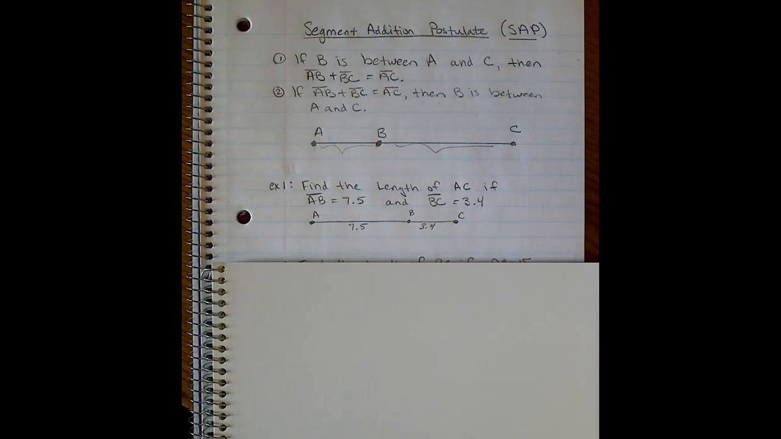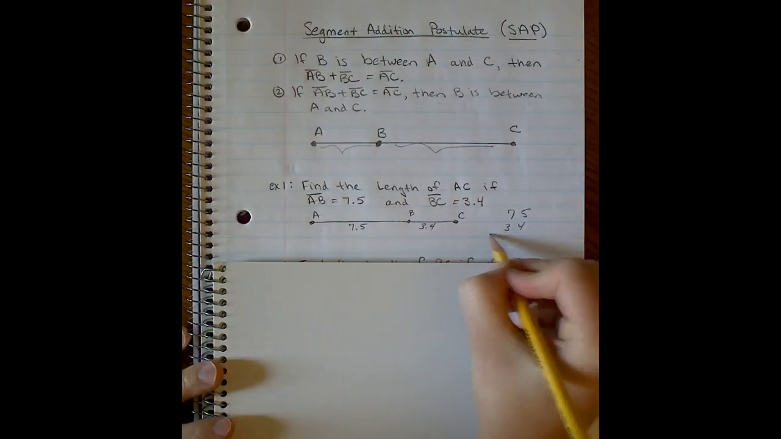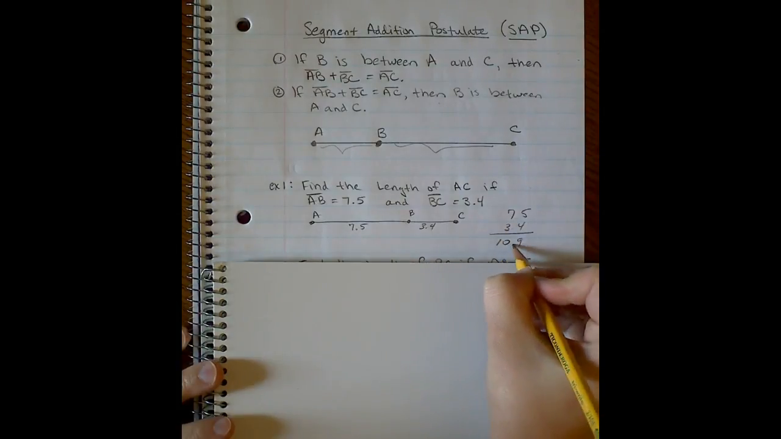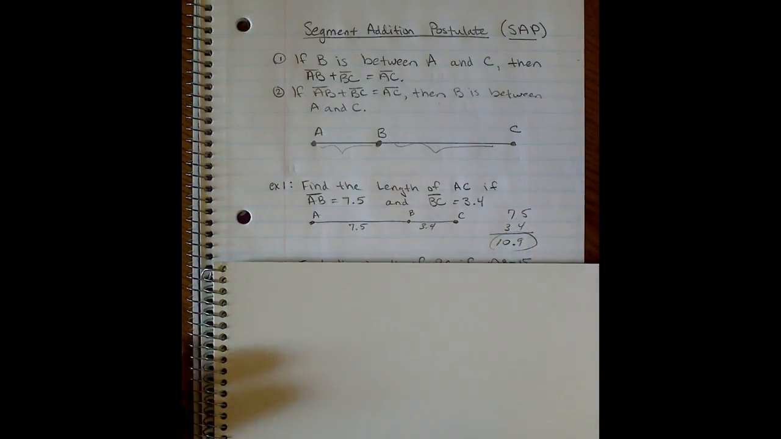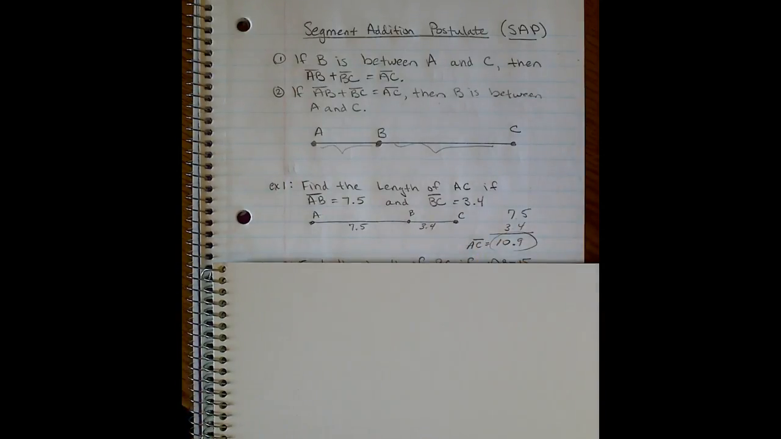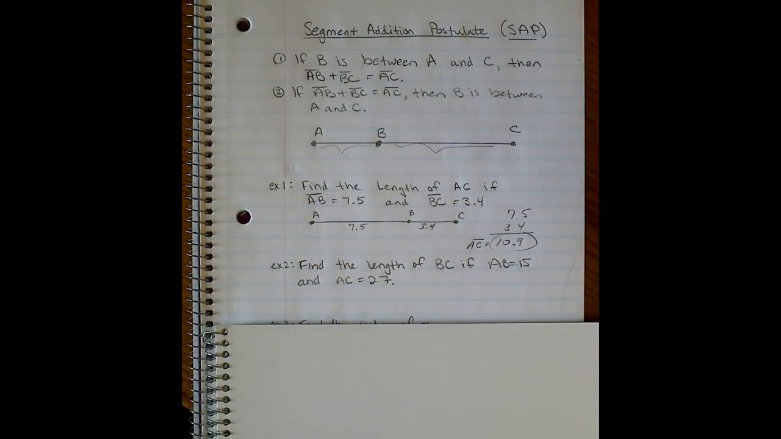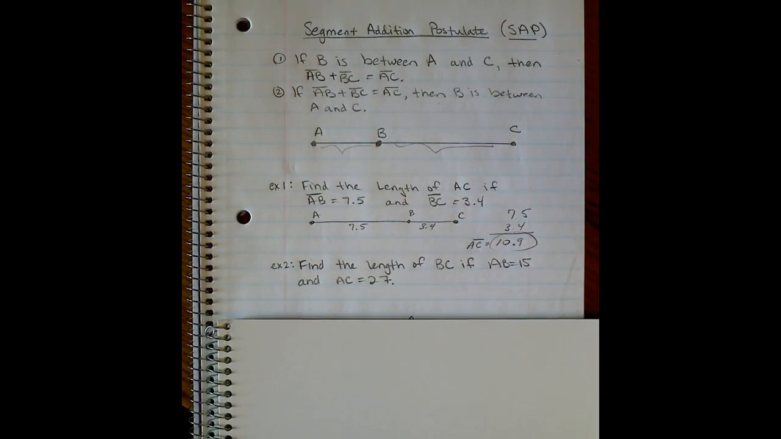And we obviously know how to find the total. AC is going to be the two segments added together. So 7.5 plus 3.4 is 10.9, which is the length of AC. Okay, so go ahead and try one more. This one's a little bit different. Find the length of segment BC if AB equals 15 and AC equals 27.